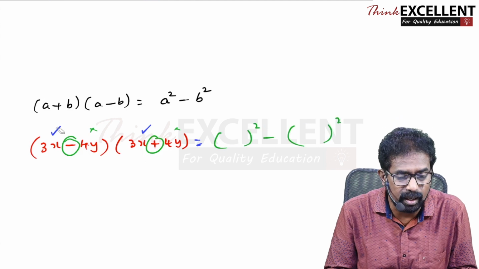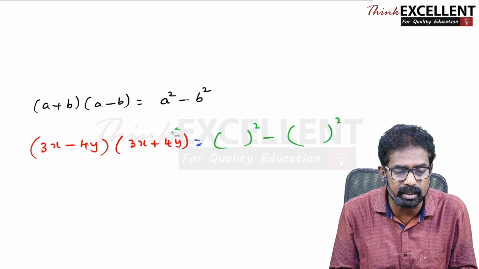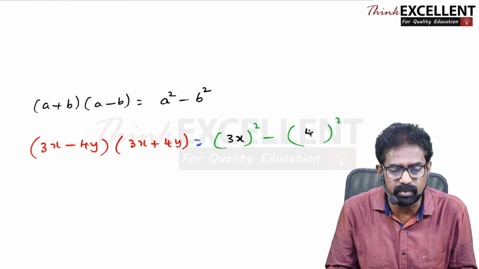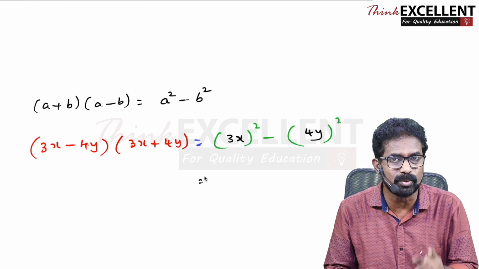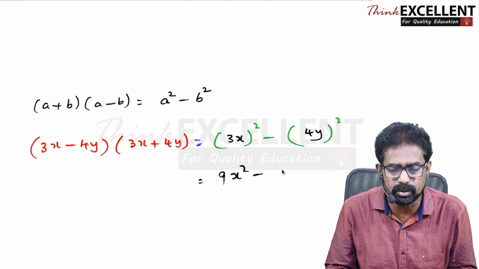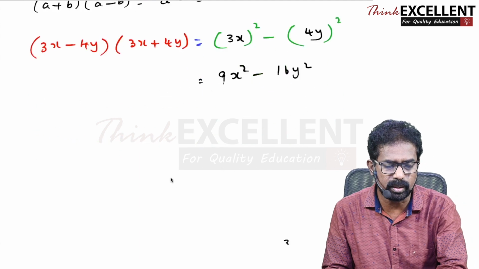Instead of a, the first term you write, it is 3x, right? Instead of a, it is 3x. And instead of b, 4y. Now we square, again square both the terms, right? 3 square 9x square minus, second one is square, 16y square. Okay, so like that you can do.